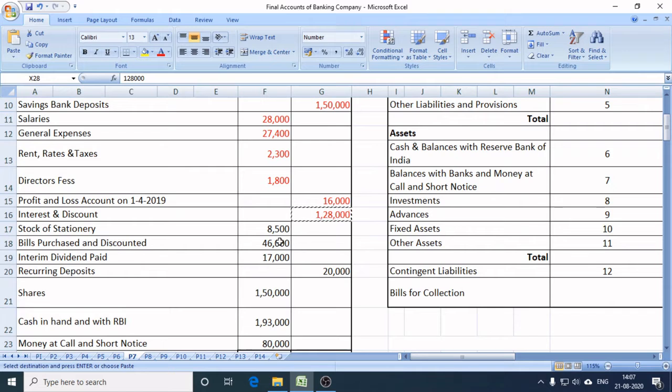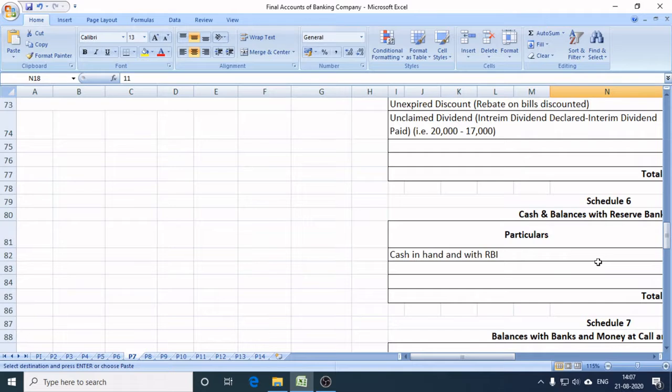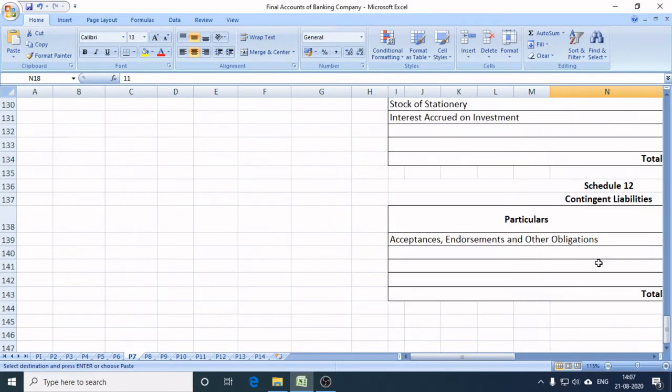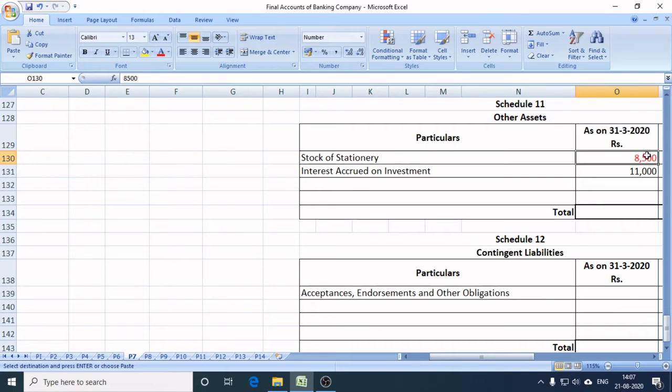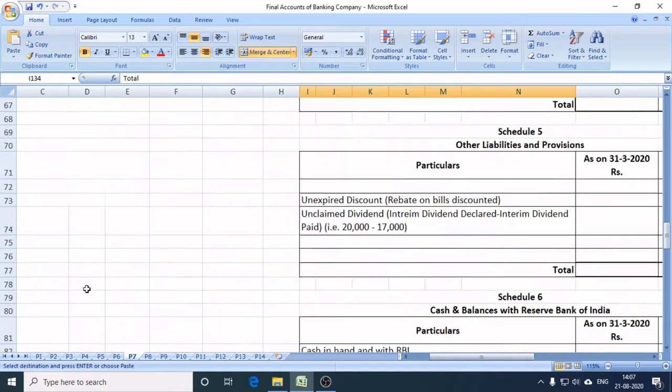Now the next in the problem is stock of stationery. Now it has debit balance, and it is the bank's asset, and for recording it we have schedule number 11, other assets. So we will record it under schedule number 11, other assets. So here 8,500.